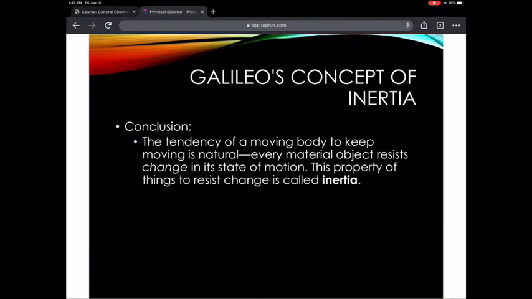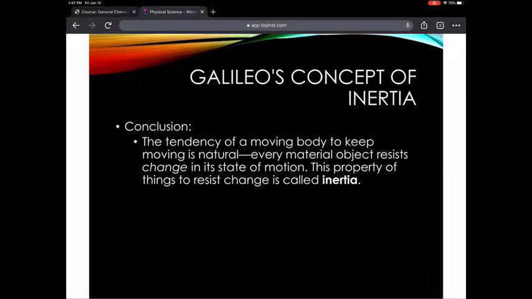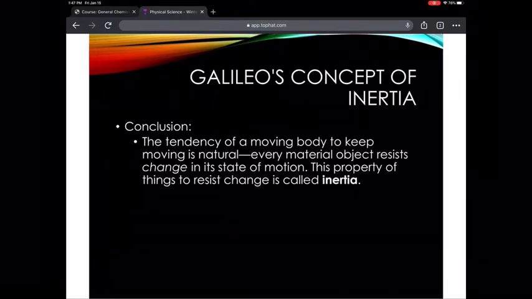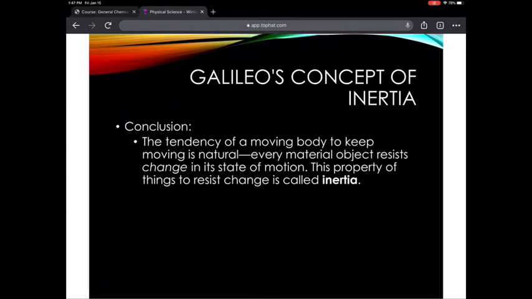His conclusion was this: the tendency of a moving body to keep moving is natural. Every material object resists change in its state of motion. This property of things to resist change is called inertia. And we're going to learn more about inertia in a little bit. Inertia essentially says if something's moving, it wants to keep moving. If something's at rest, it wants to keep at rest.